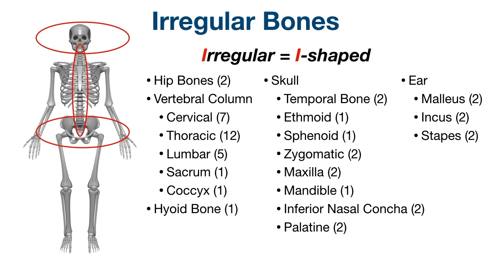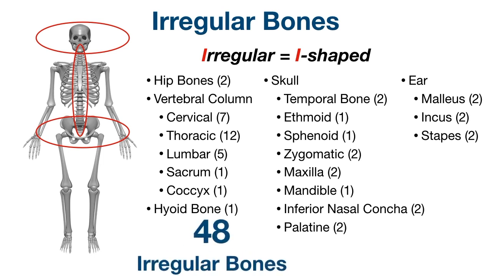Finally, each ear has 3 irregular bones called the malleus, incus, and stapes. Therefore, the average adult has 48 irregular bones. Again, there can be slight variations to how some bones are specifically classified, but this should give you an overall understanding of the different types of bones.